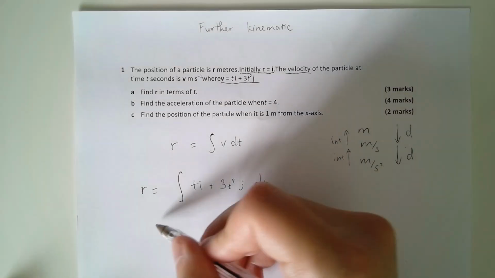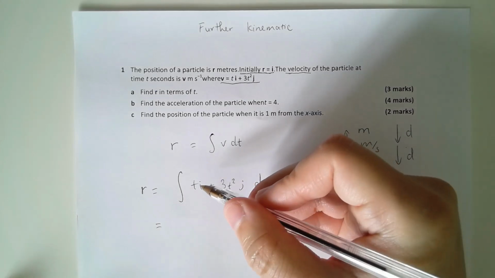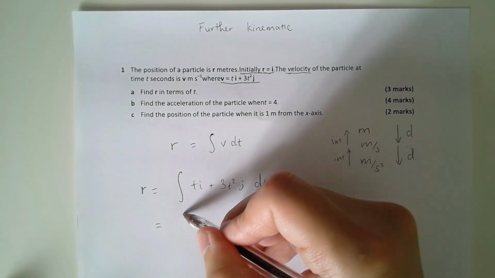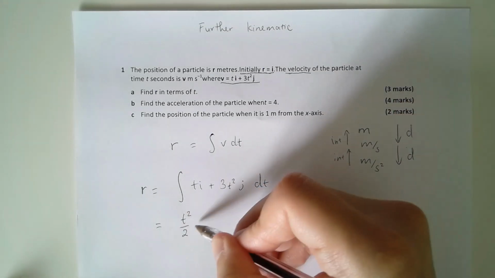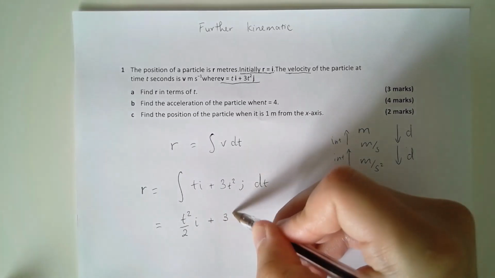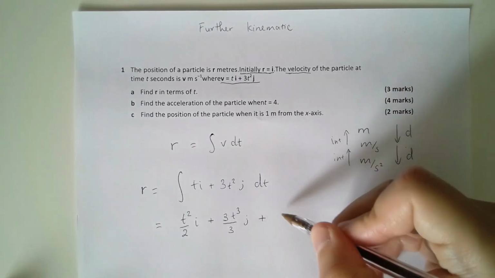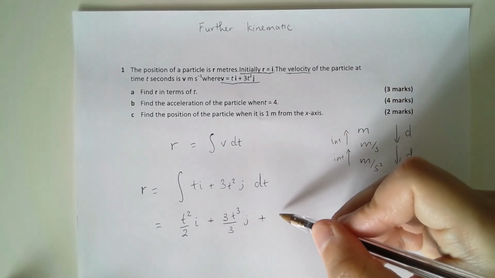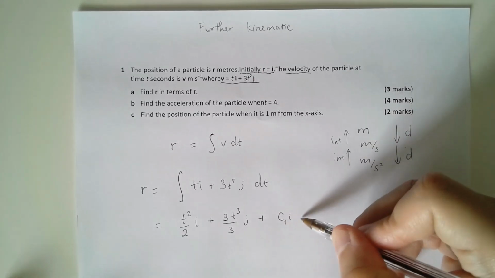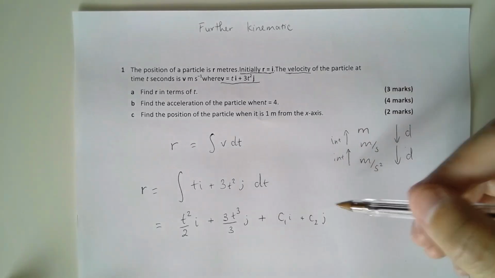i and j, that's your choice. That will be equal to it, like normally you integrate with respect to x, here with respect to t. So you get t squared over 2 i plus 3t cubed over 3 j. Of course you have to add c, do not forget it. But c here has to be in terms of i and j also. So write c1 i plus c2 j, with respect to i and j here.